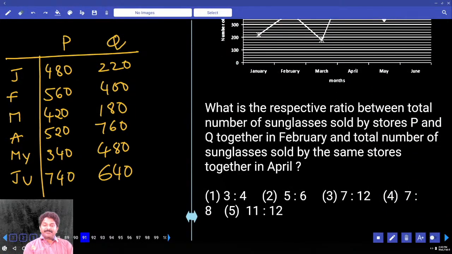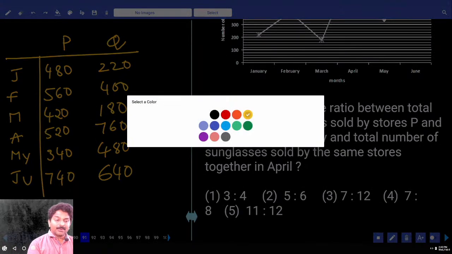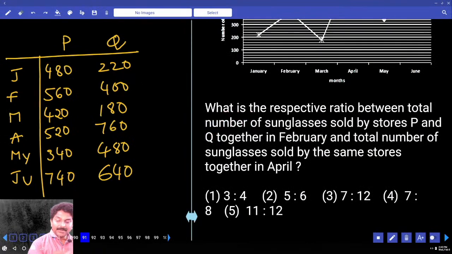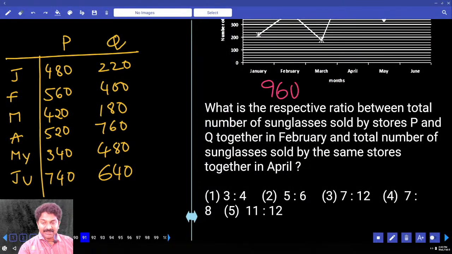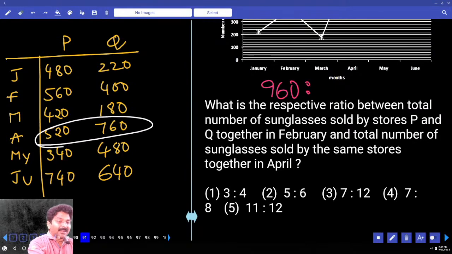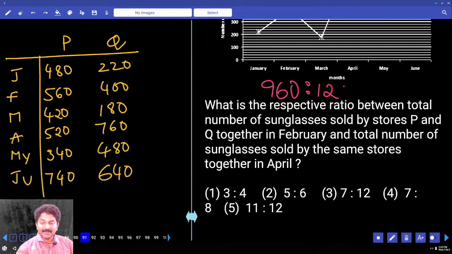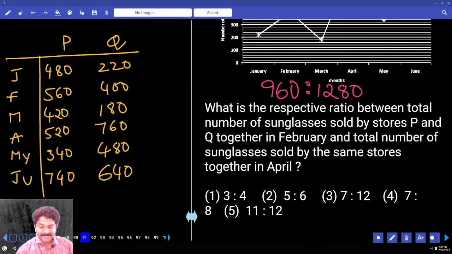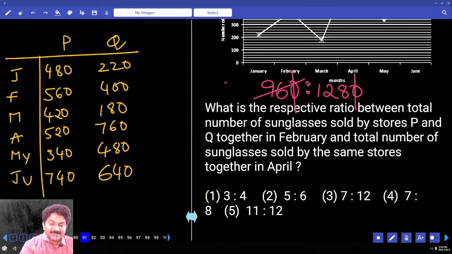What is the respective ratio between total number of sunglasses sold by store P, Q together in February? P, Q together in February. Total 960. This number, and number of sunglasses sold by the same stores in April. In April it is 1280. 1280. Yes? 0 can be cancelled. Matlab, what is difference between 96 and 128? 32. 32 how many times? 3 times. Then definitely it is 4 times.